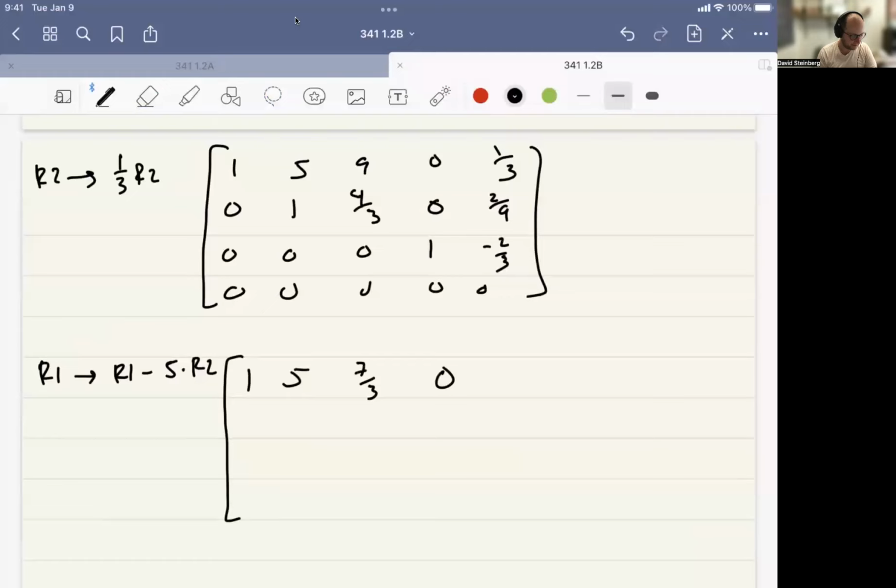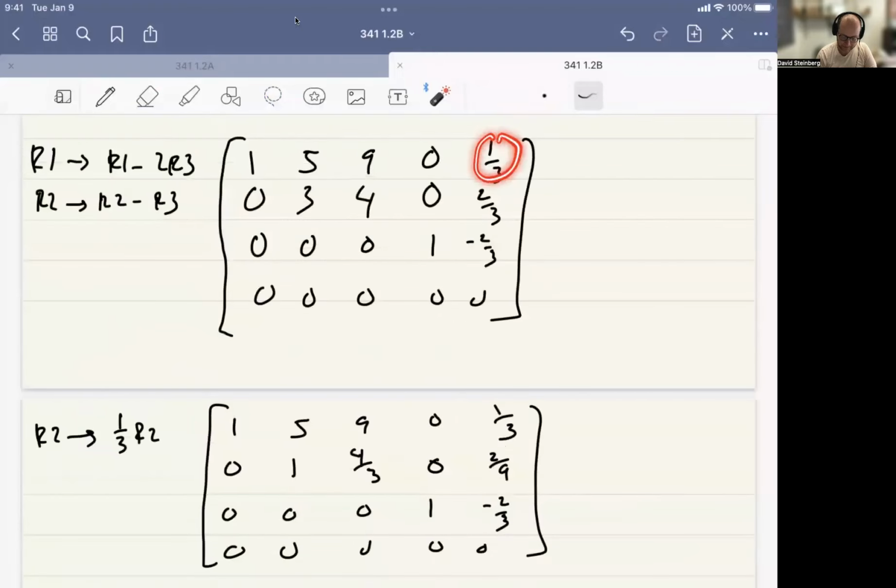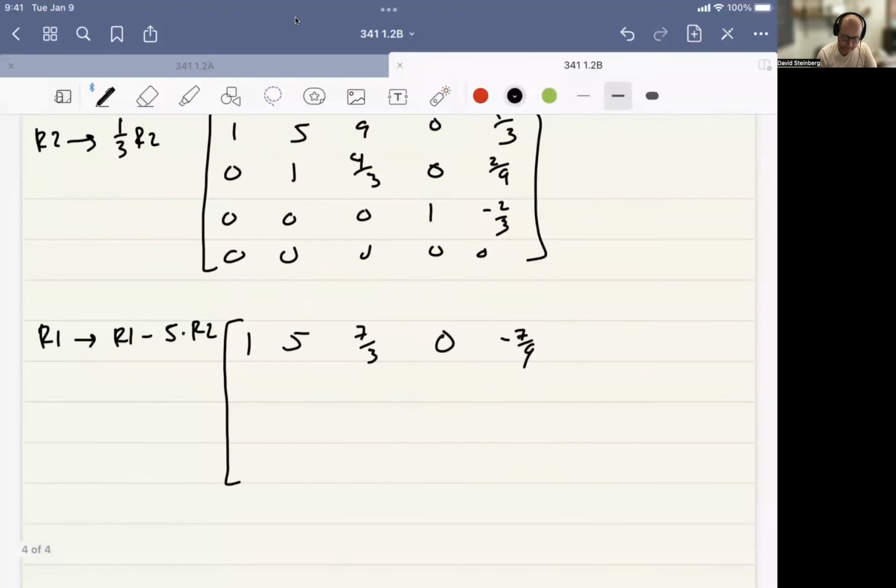We'll get zeros here, and then yeah, 1/3 minus 5 times -2/3. I hope you'll take my word again. Is -7/9. Sorry. 5 times 2/9. Yeah. We're doing 1/3 minus 5 times 2/3. That's 2/9. Okay, and then row 2 hasn't changed. 0, 1, 4/3, 0, 2/9, 0, 0, 0, 1, -2/3. All zeros.